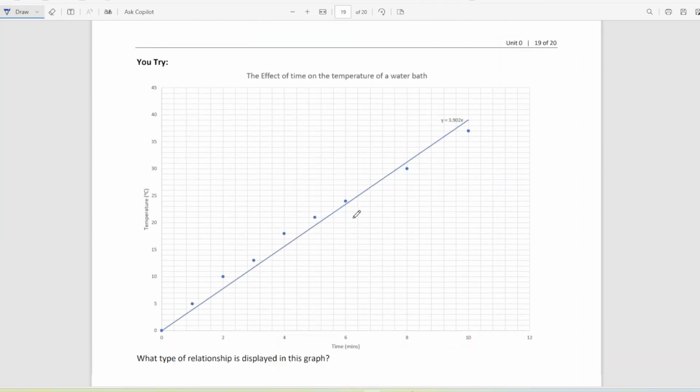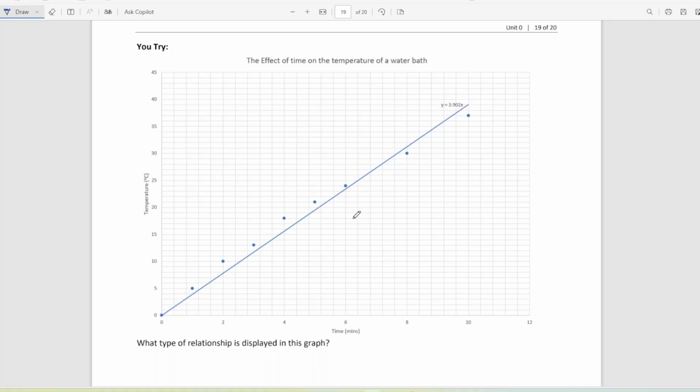All right, so now I've got another computer-generated graph for you. This one is the effect of time on the temperature of a water bath. Notice how this title wasn't just the effect of time on temperature. It'd be like, what, air? Right? Like, what are we talking about here? Whereas as soon as I put the effect of time on the temperature of a water bath, I'm realizing that that means that I have a body of water and I must be heating it.